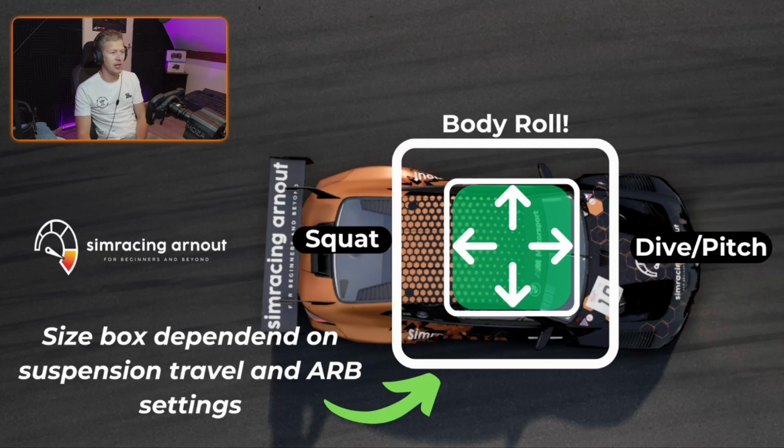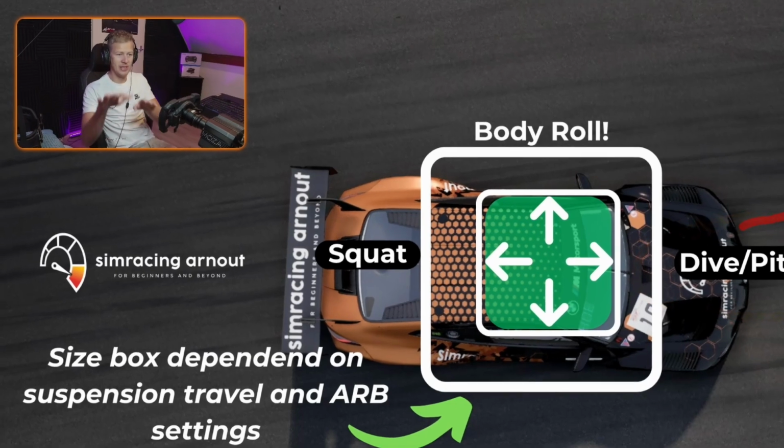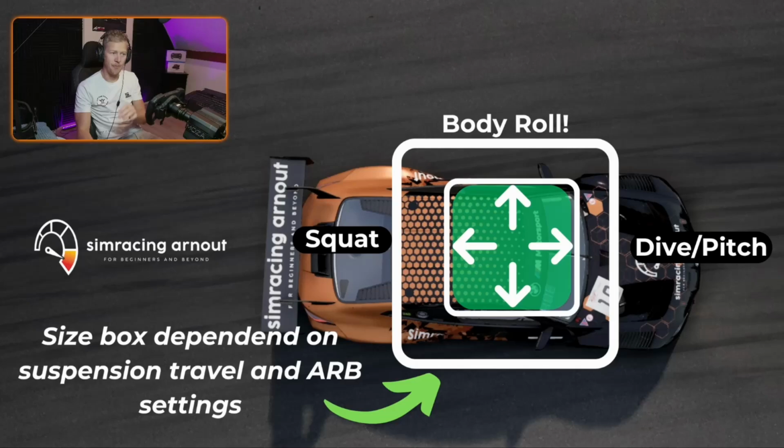To build further on my box model, this green box represents body roll. And the bigger this box gets, the bigger suspension travel we have. If you have a lot of suspension travel, meaning your spring can compress by a lot, you get a lot of body roll because the car is moving from left to right. This will also be the case when we're hitting the brakes fully. The car will be able to pitch and dive a lot. And when you go on throttle, the car will squat a lot backwards.